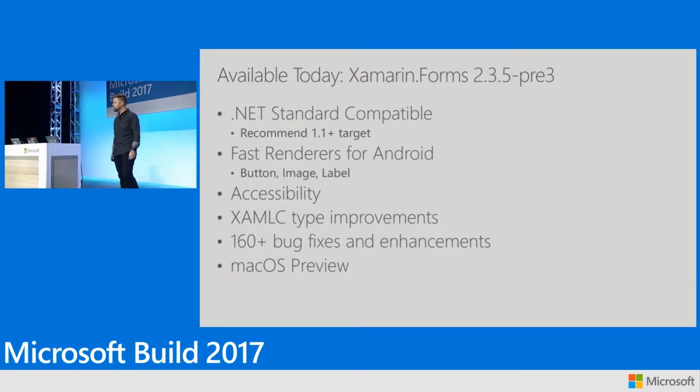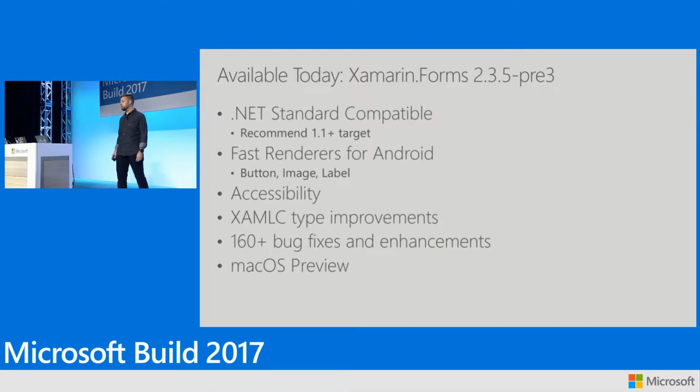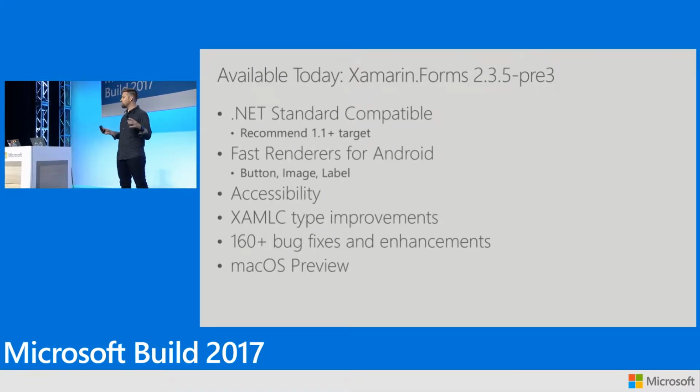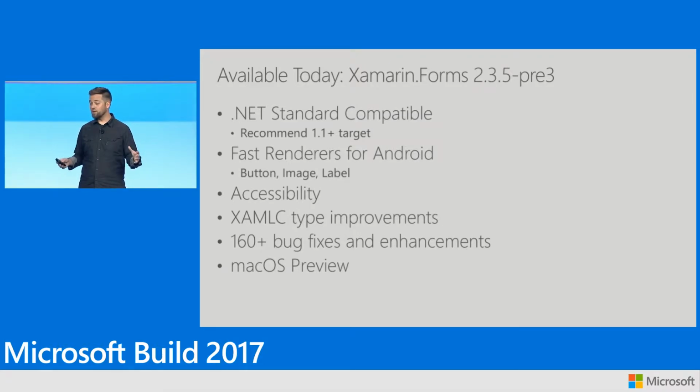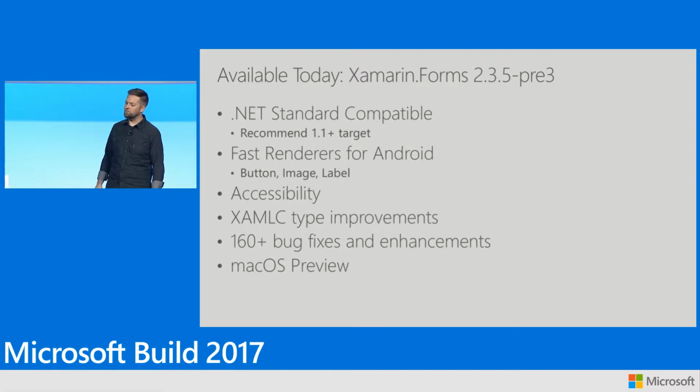XAML C type improvements, a lot of improvements in this. We're getting more and more coverage so that you get full type checking at compile time, which I think everybody will really appreciate, so you don't have to wait for the runtime, and then you get some bizarre stack trace, and you don't quite know what's going on. So lots of improvements there. Another 160+ bug fixes, enhancements, and the macOS preview, which I'm going to come back in a little bit and show you.